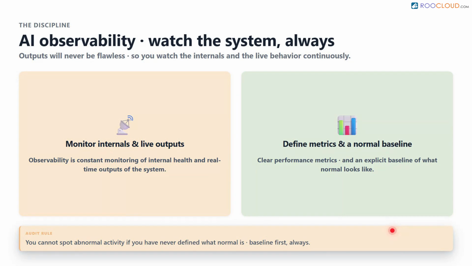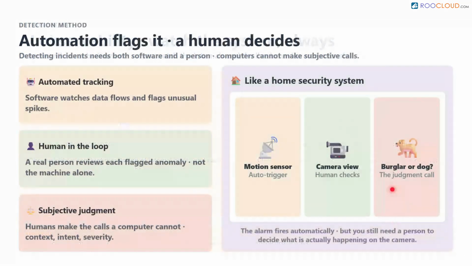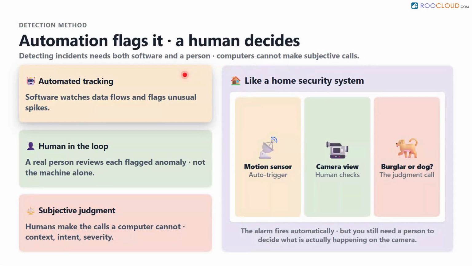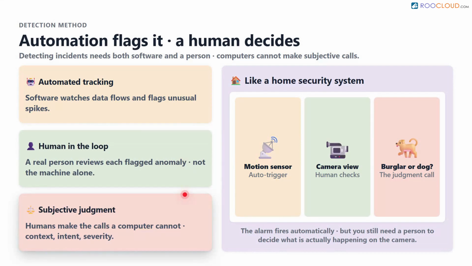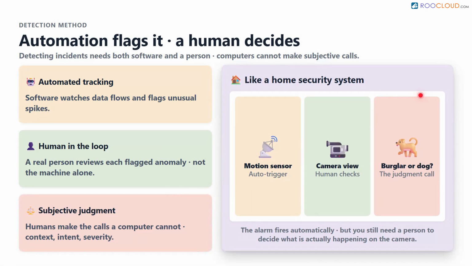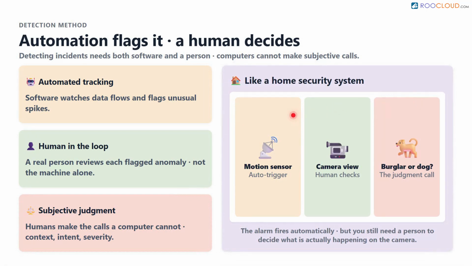Detecting incidents requires a combination of methods. While automated software can track data flows and flag unusual spikes, you also need what is called a human in the loop. This means an actual person must review the flagged anomalies and make subjective judgments that computers cannot make. Think of it like a home security system. The motion sensors might automatically trigger an alarm, but you still need a human to look at the camera and decide if it is a burglar or just the family dog running through the living room.